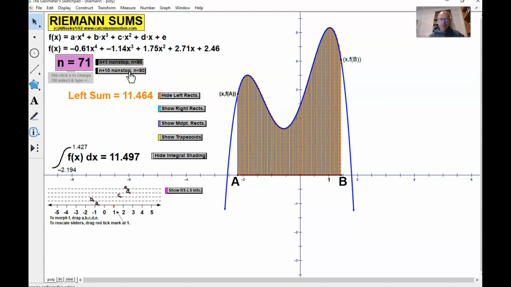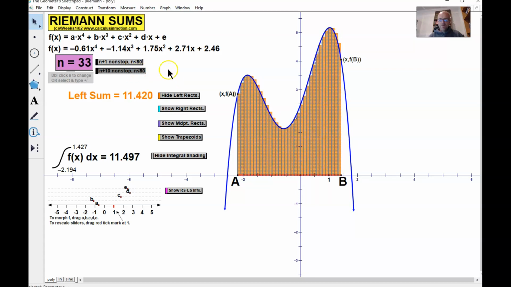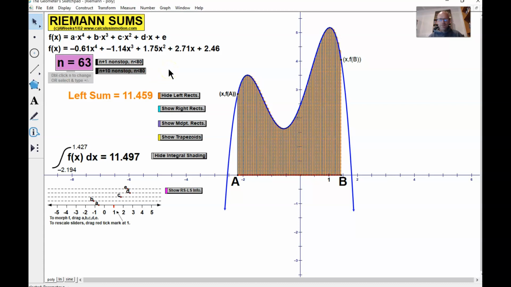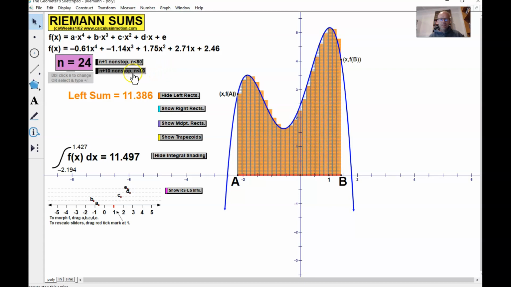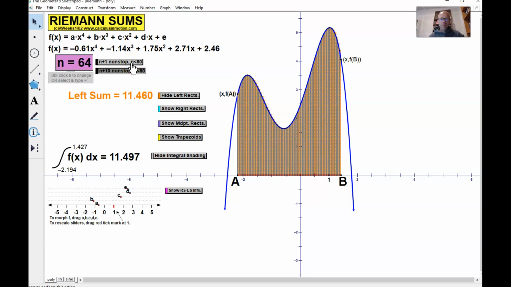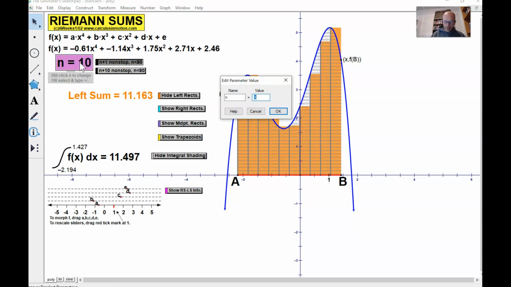Okay, let's go by tens now. You can see it happen even faster. Whoops, I went right past it. When I get close, I'll go by one, so it slows down. Ah, start over. Let's just go to 70.